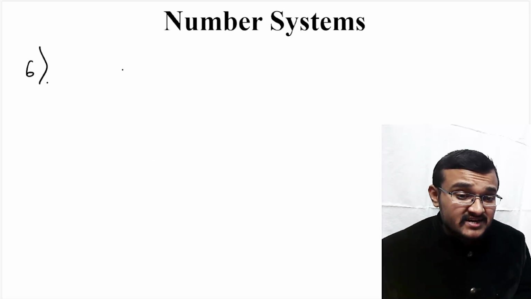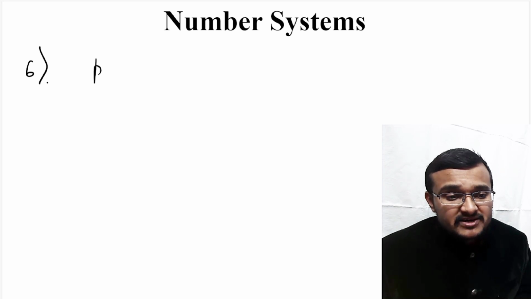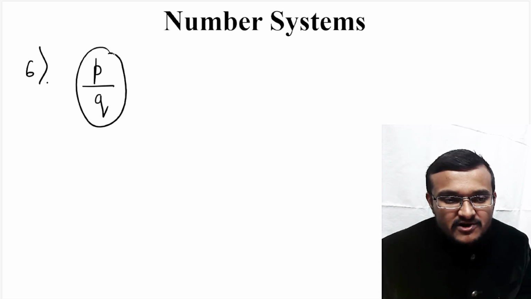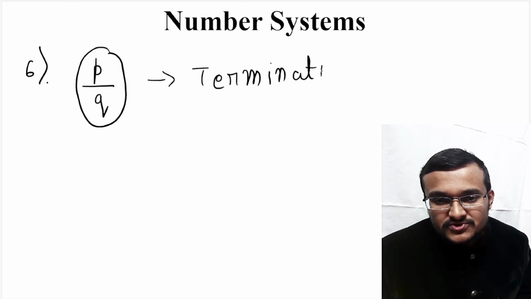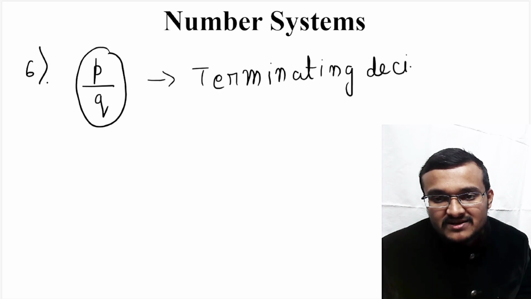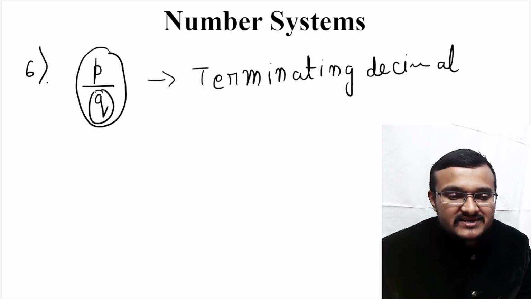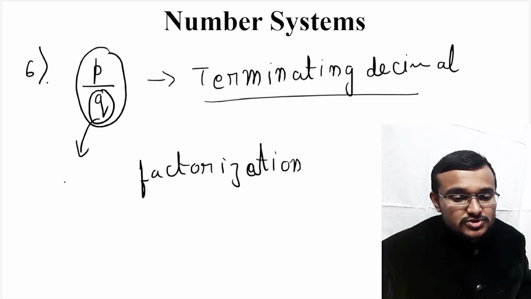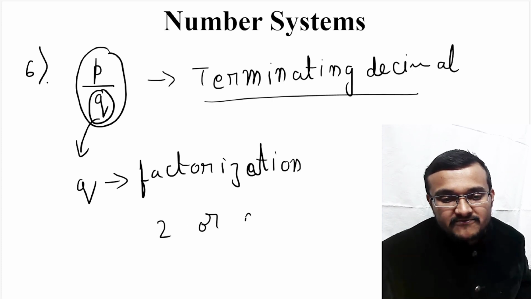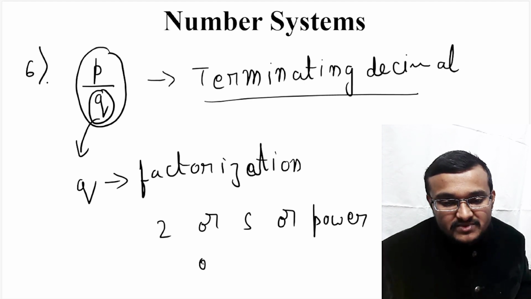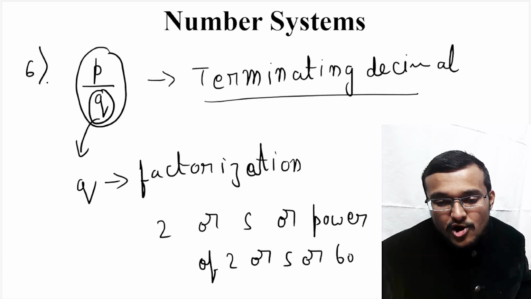Coming to the sixth question, here whenever you take a P by Q form, if this P by Q should have a terminating decimal, then what should be the condition for Q? This Q, when you factorize it, either it should come to 2 or 5 or powers of 2 or 5, or both.